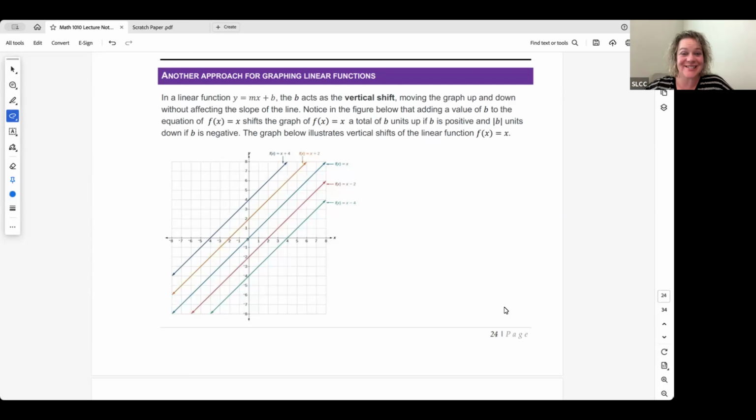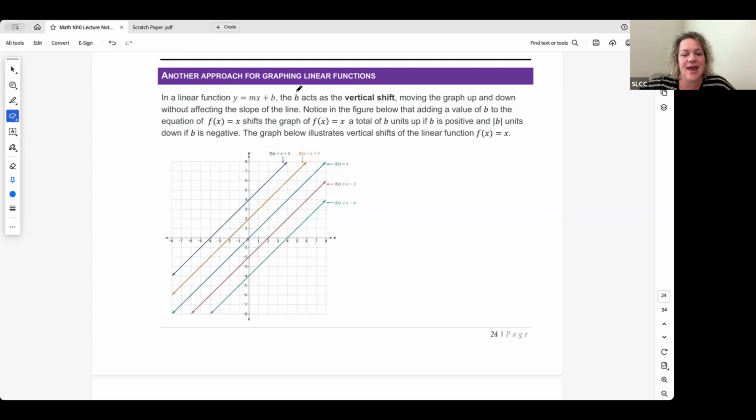All right, as you can see in this graph, you have that parent function of f of x equals x right here. That is the basic equation of a line. Now we can grab that function and shift it up or down, right or left. That's the other approach of thinking about how to graph a line.